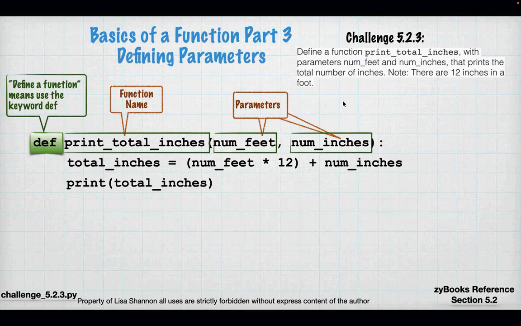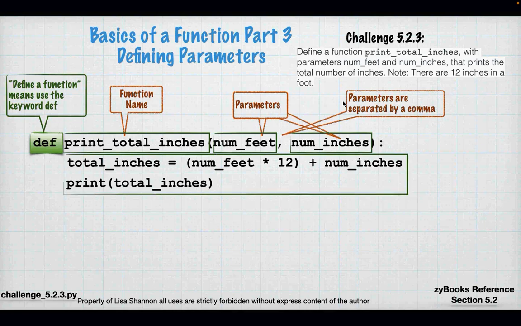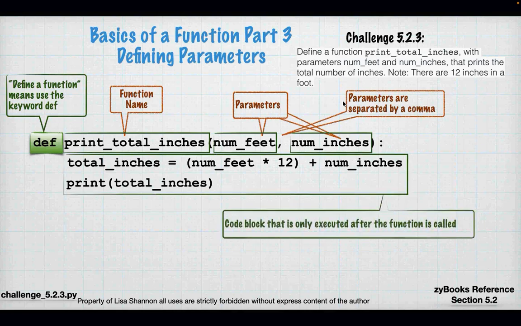And what those are, just variables. They are variables that will exist only in the local scope of the function and will have a value given to them when the function is called. And you have to separate all parameters by commas. And then in this case, we're going to have the local code block, which is going to be total inches, and it's going to do a calculation, and then it's going to print total inches.